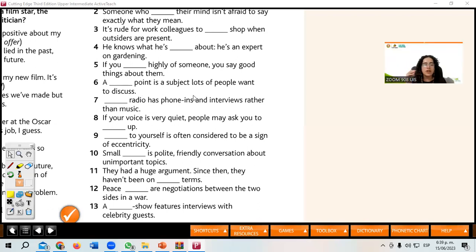Small talk is polite, friendly conversation about unimportant topics. Como esa charla en español, ¿cómo decimos? Porque no existe esa frase. Small talk. Like when you meet someone on the street, like, hello, how are you? Oh, how's your family? Okay, good. Bye bye. This is like a small talk, okay? Polite, friendly conversation about unimportant topics. Okay, next is Natalia.